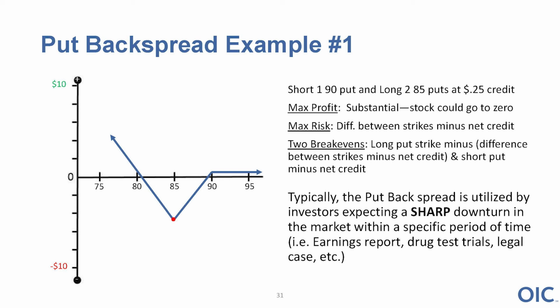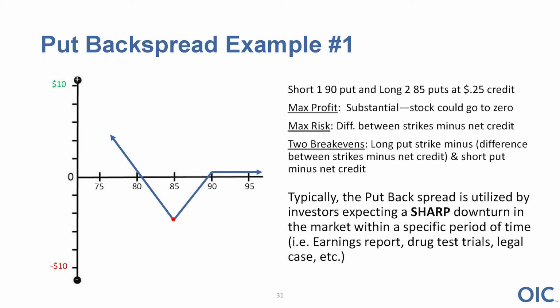As you can see, we have two break-evens in this case. The break-even on the upside would be $85 plus the $4.75 that we could lose. That's $89.75. And on the downside, it's 85 minus the 4.75, so it's 80 and a quarter. So on the downside, 80 and a quarter is our break-even. On the upside, it's 89.75.